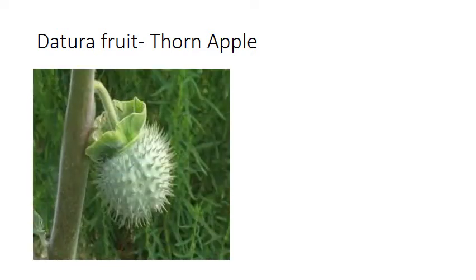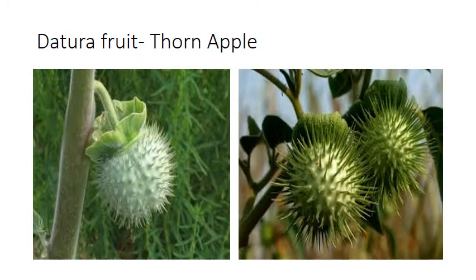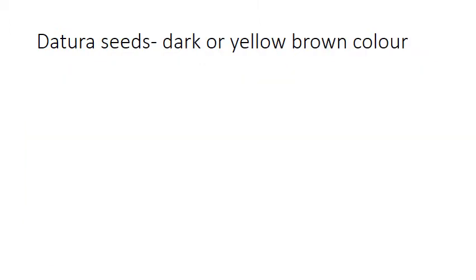Coming to the picture of a Datura fruit. As I told, it is called thorn apple. Why? Because it is spherical in shape and has soft spines over it, and hence the name thorn apple. So this is the picture depicting the Datura fruit. You can see it is spherical, it is round in shape, and these are short, soft spines. This is another picture. Here you can see bit longer spines, but these will also be soft in nature, and hence the name thorn apple.